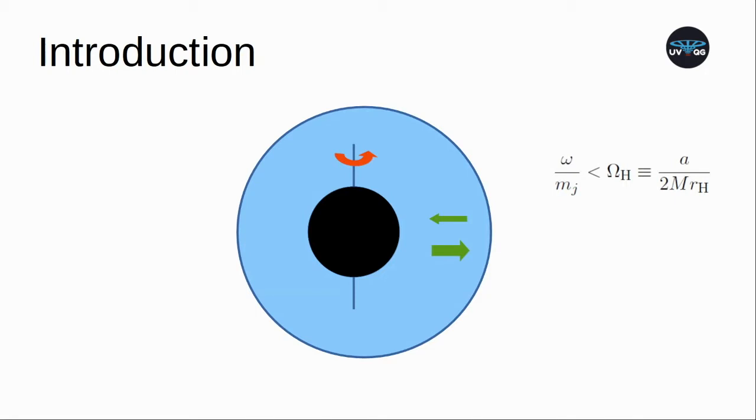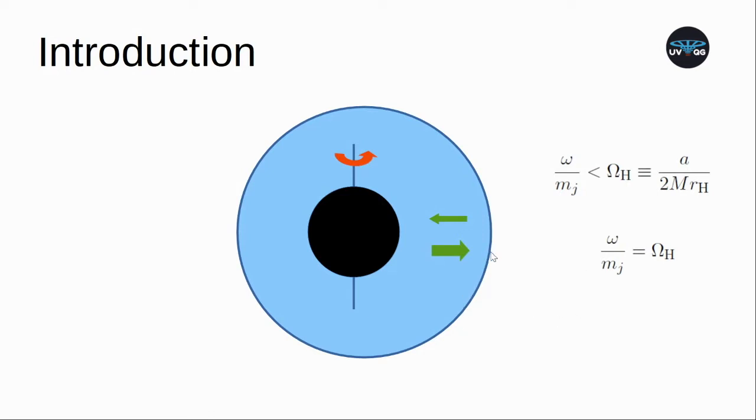In the linear case, these amplifications will pile up and lead to a superradiant instability. But in the nonlinear case, as the field is amplified, the angular momentum and mass of the black hole get smaller until this condition is saturated.